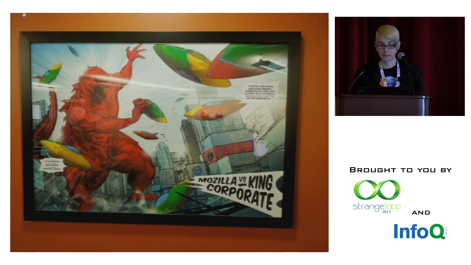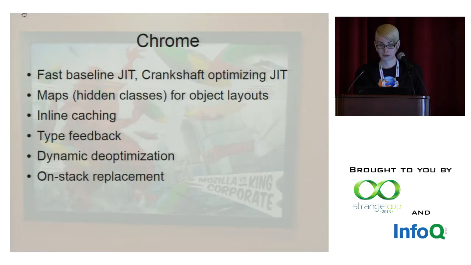More recently, there's been a war between Mozilla and Google for the JavaScript performance crown, and this has been a big driving factor in improving the performance of dynamic languages. So Chrome has a fast baseline JIT internally. So they have a JIT that can generate code that is not very optimized, but that generates code very fast to allow it to start executing your program very fast. And they also have the Crankshaft optimizing just-in-time compiler to generate more optimized code.